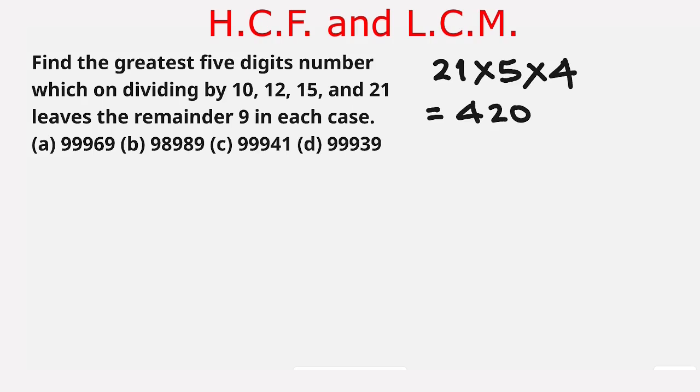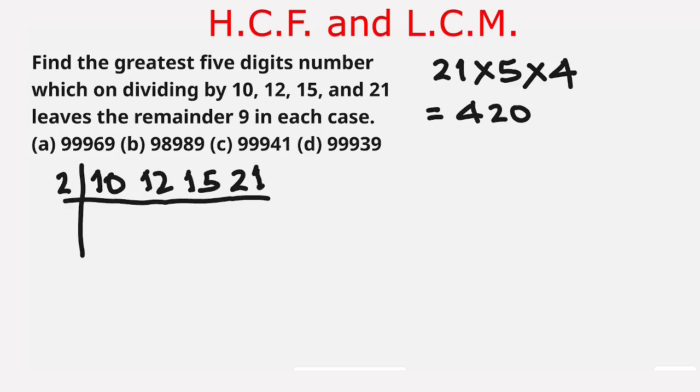If it is difficult for you to find LCM by this shortcut method, then we can also find the LCM by common division method like this. We write all the numbers 10, 12, 15 and 21. Now we find the LCM by common division method. We divide these numbers by 2. 2 divides 10 for 5 times, 12 for 6 times, and we write 15 and 21 as it is.